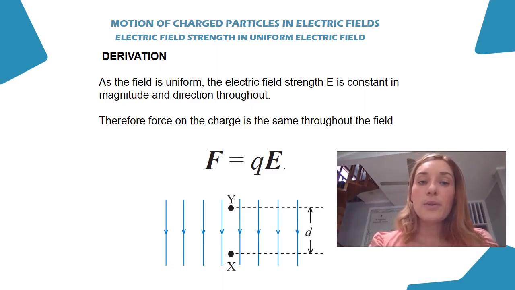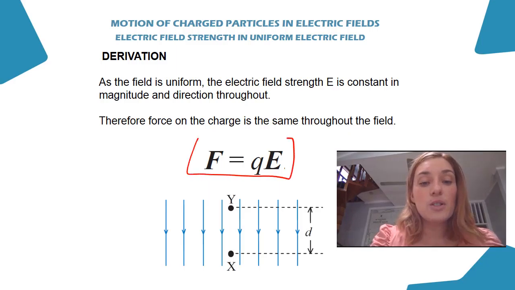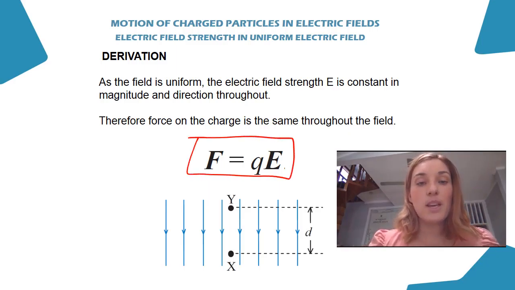Right, now as the field is uniform, the electric field strength, or E, is constant in magnitude and direction throughout the entire field. So therefore the force on the charge is going to be exactly the same throughout the field. And we know that through the formula F is equal to charge multiplied by electric field strength. So no matter whereabouts in that diagram each charge is found, it's going to have the same force acting on it.